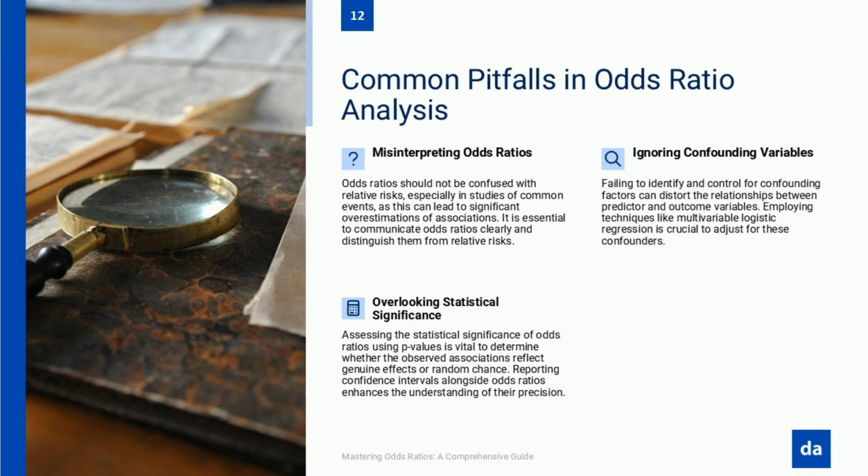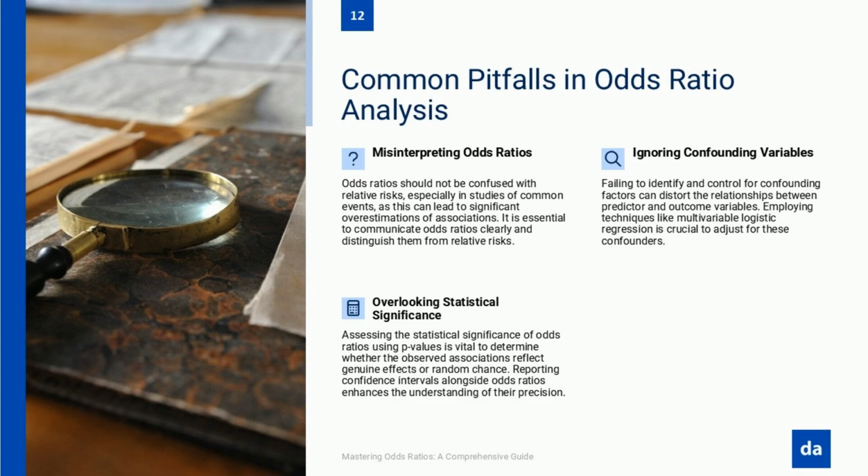Interpreting odds ratios in case control studies poses unique challenges due to the retrospective nature of these studies. Case control designs are particularly prone to selection bias, which can distort the calculated odds ratios. For example, if cases, individuals with the outcome of interest, are more likely to recall or report certain exposures than controls, this recall bias can lead to an overestimation of the odds ratio.